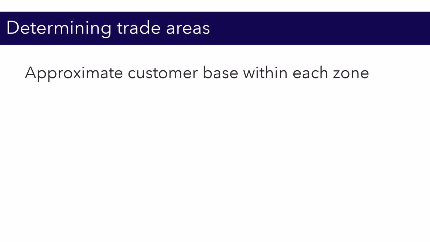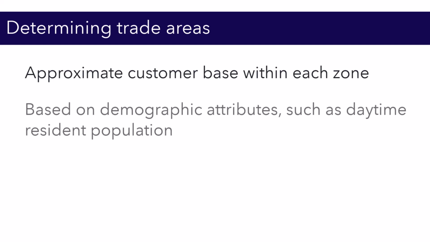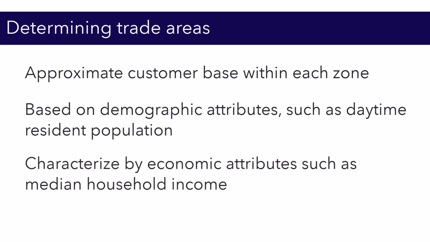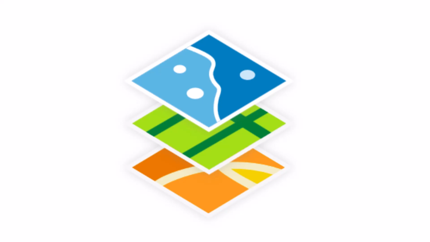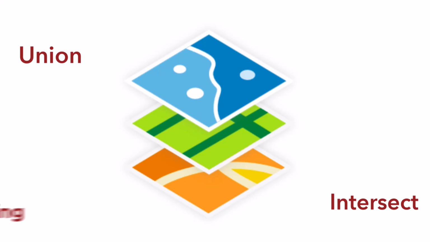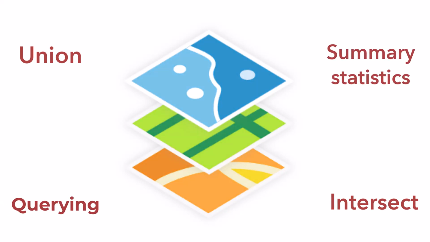A firm can approximate the customer base within each travel time zone, for example, in terms of demographic attributes such as daytime resident population, and characterize them, for example, in terms of economic attributes such as median household income, using simple spatial analysis functions within a GIS, such as overlay, union, intersection, querying, and summary statistics.